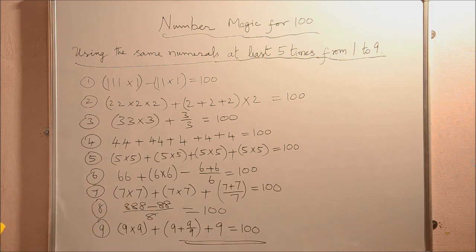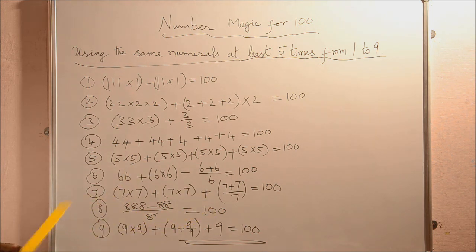Now, coming to the 8th example, we are using only numeral 8. 888 minus 88 by 8. That makes up 100. See, 888 minus 88 is 800. 800 divided by 8 gives you 100.